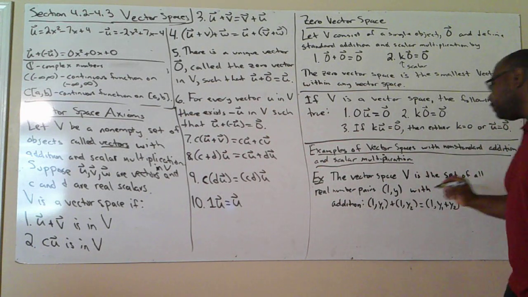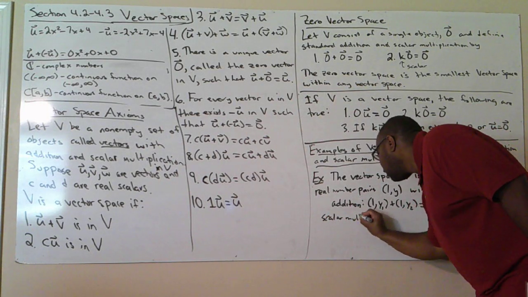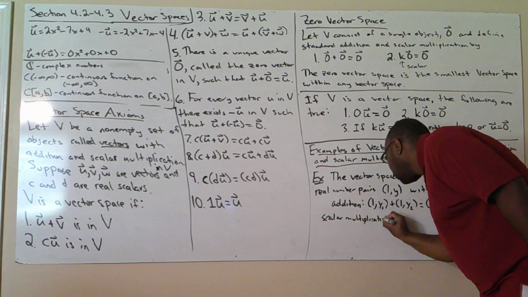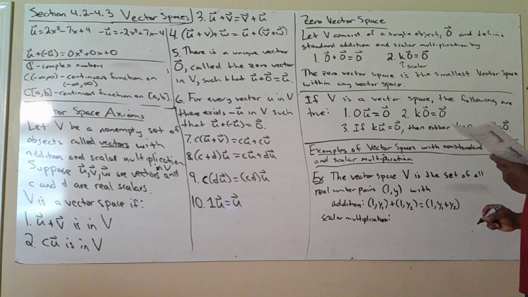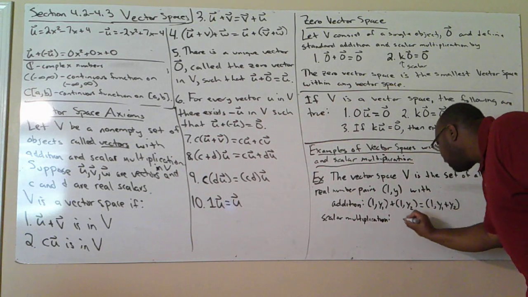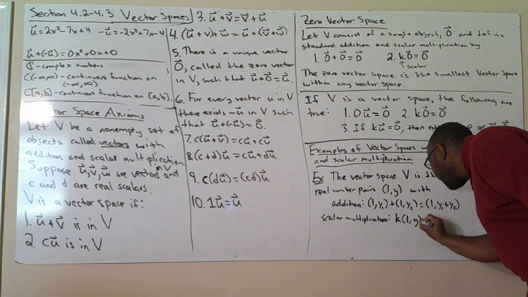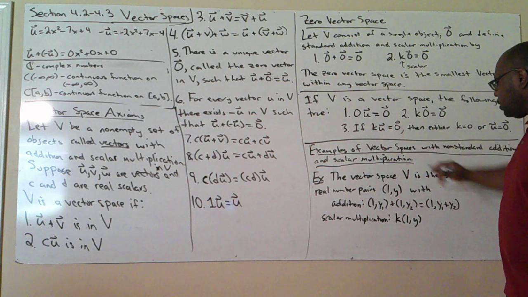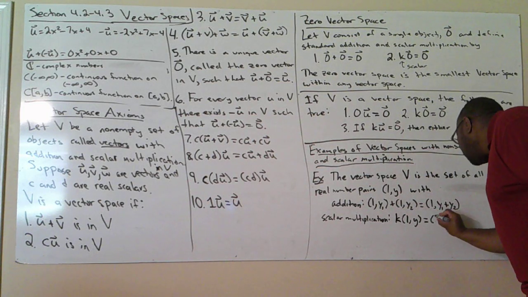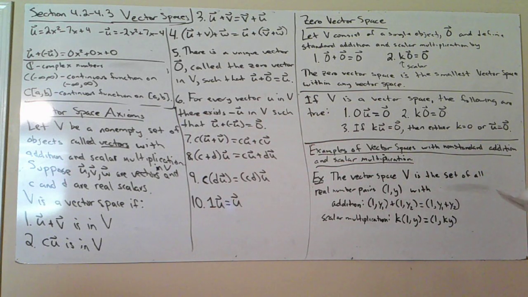And scalar multiplication, what did I use? Did I use k? It doesn't really matter what you call it. I use k, you can use c, you can use d, you can use r. k of (1, y), right? So if I multiply a scalar times a real number pair in this vector space, I get (1, ky). Okay. So the k does not get multiplied to the 1, it just gets multiplied times the y.